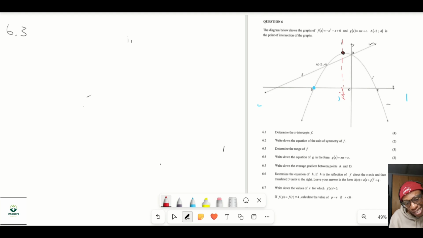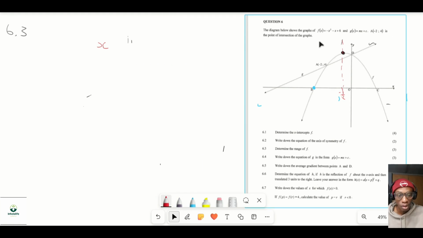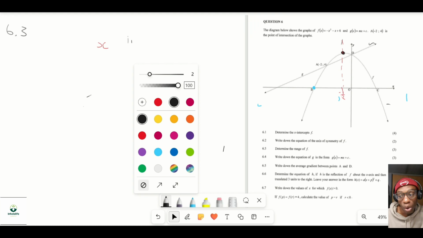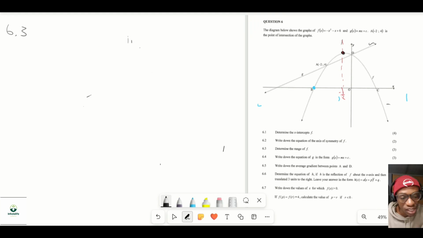In this case, remember that we only calculated the x coordinate of the turning point. We didn't calculate the whole thing. We only calculated the x coordinate, which gave us 1/2, but we didn't get the y coordinate.